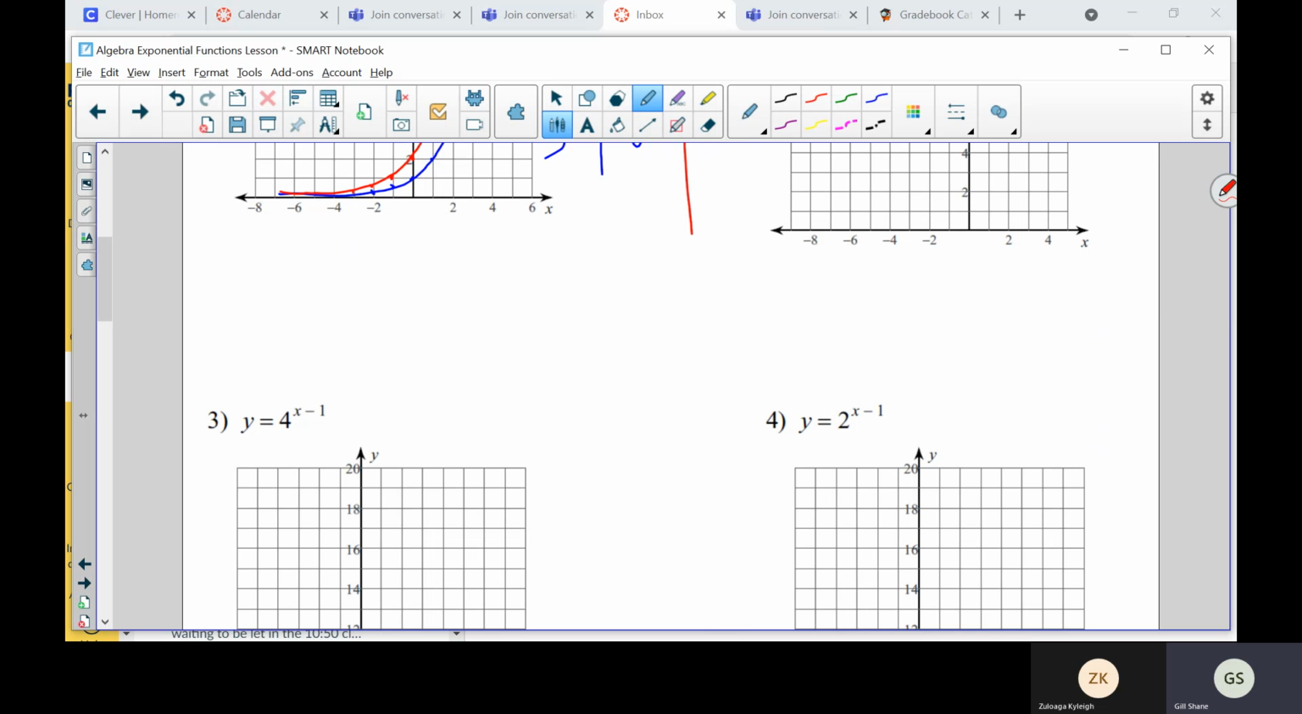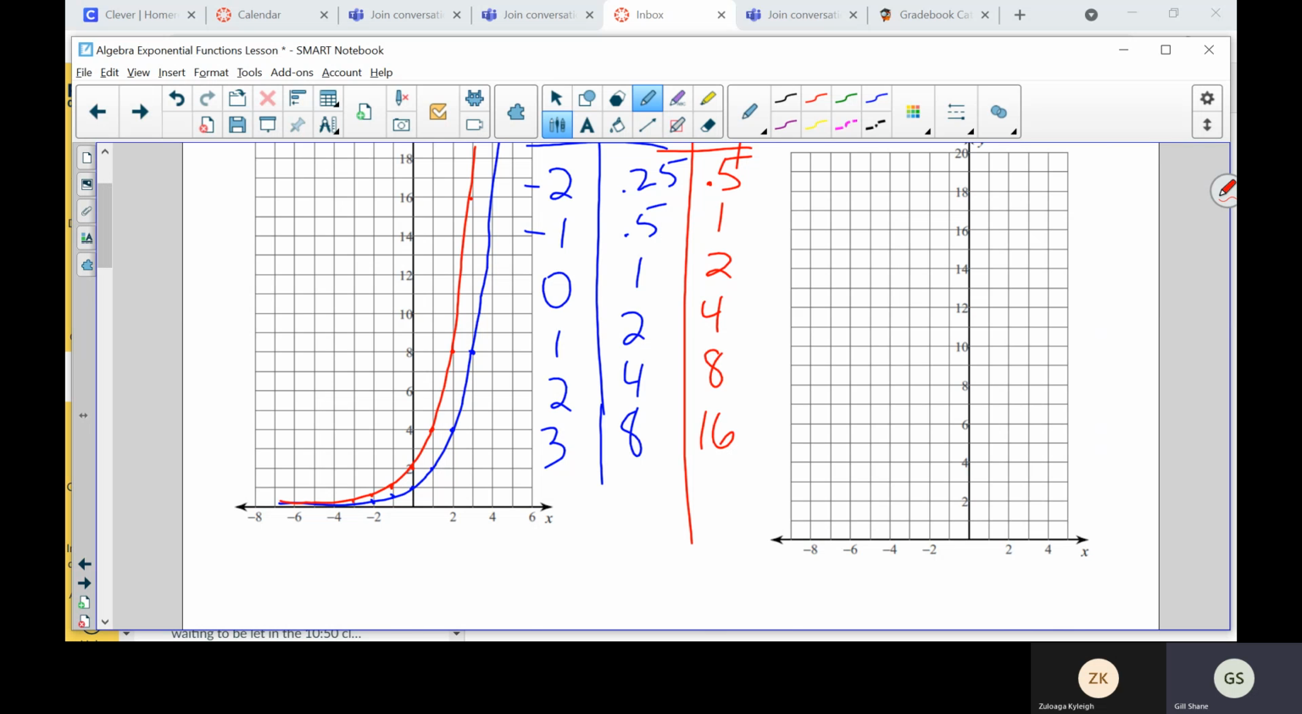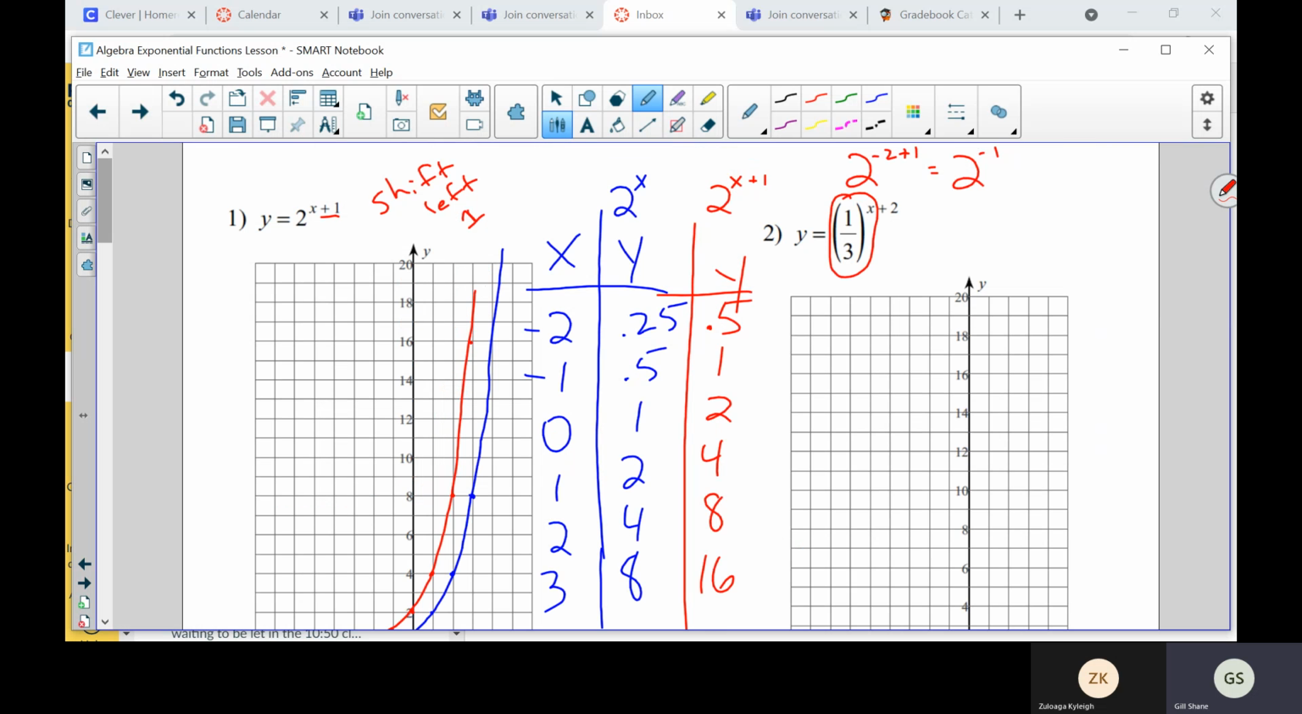You're just going to tell me what is the effect of adding or subtracting or whatever the number is that they're adding or subtracting. What is the effect of that? Is it shifted up, shifted left, shifted right, shifted down? And then, tell me how many units it would shift, which is just whatever the number is.